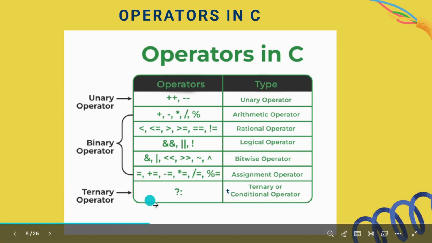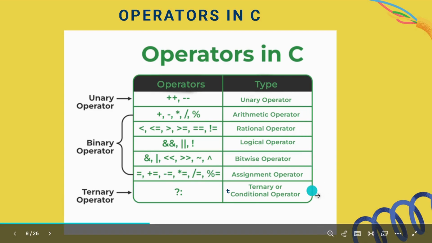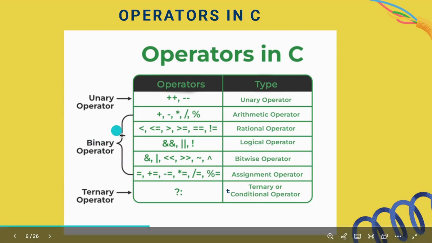And finally, we have the ternary operator, which is also known as the conditional operator, that is a shortcut for if else conditions in a single line. So apart from the unary and the ternary operator, all other operators are said to be binary operators in general.